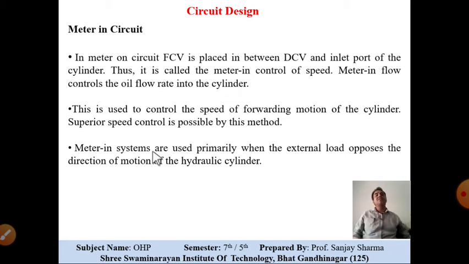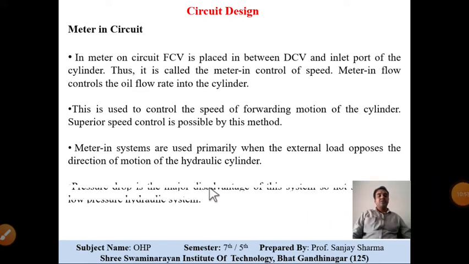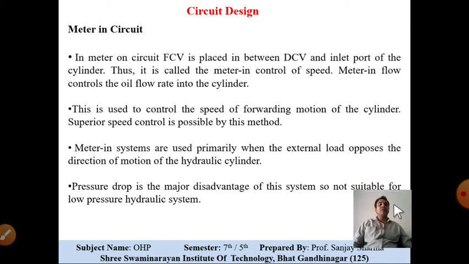So meter in systems are used where the external load opposes the direction of motion of the hydraulic cylinder. The pressure drop is the major disadvantage of this system. It is not suitable for low pressure hydraulic systems.